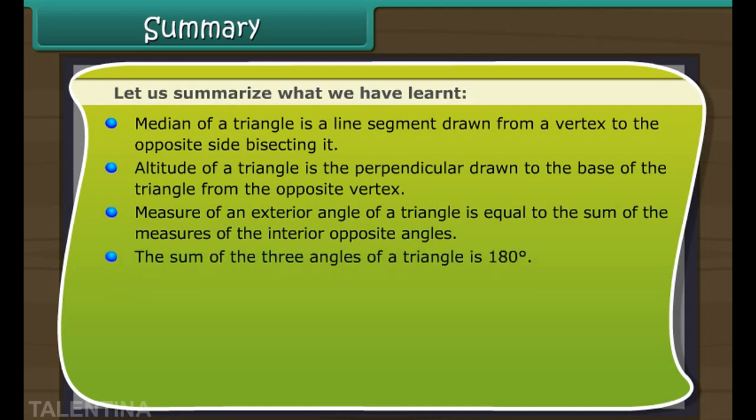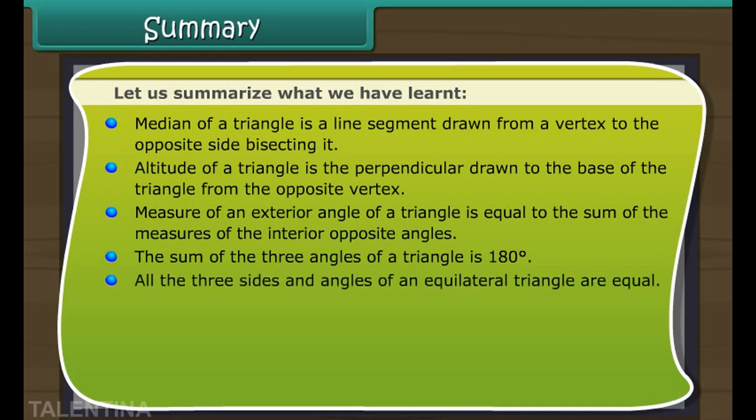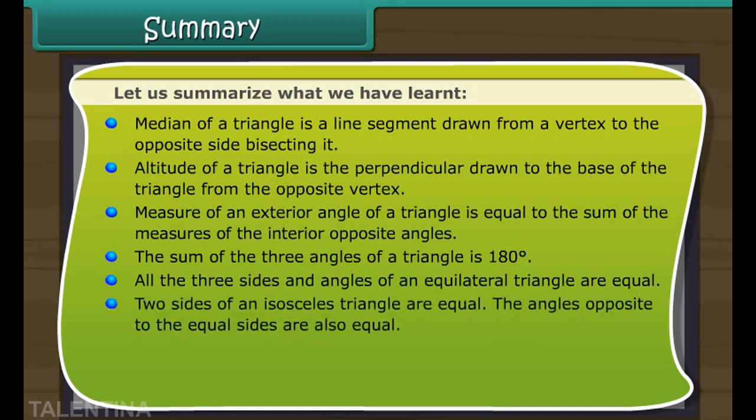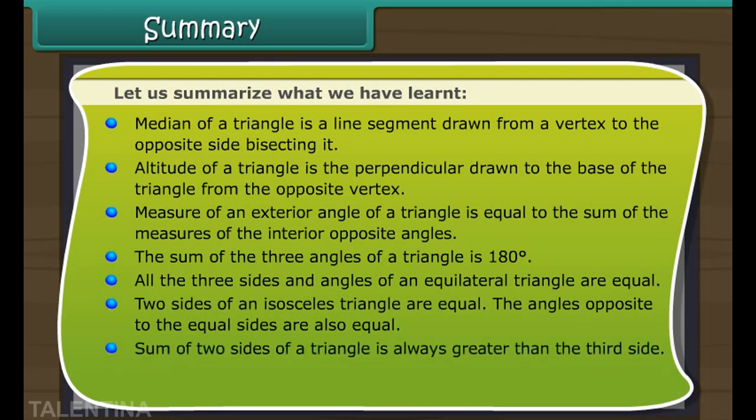The sum of the three angles of a triangle is 180 degrees. All the three sides and angles of an equilateral triangle are equal. Two sides of an isosceles triangle are equal. The angles opposite to the equal sides are also equal. Sum of two sides of a triangle is always greater than the third side.